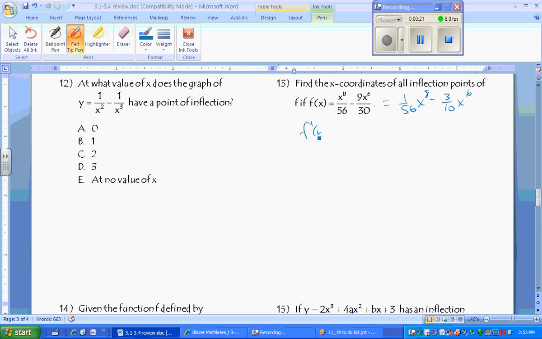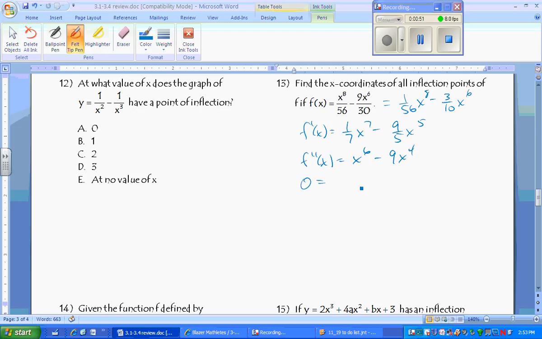So when we take the first derivative, bring the 8 out in front, 8 times 1 over 56 gives us 1/7 times x to the 7th, minus, bring the 6 out, 3 times 6, we get 18 over 10, or 9 over 5 times x to the 5th. Then second derivative, multiply by 7, we just get x to the 6th, minus 9x to the 4th.